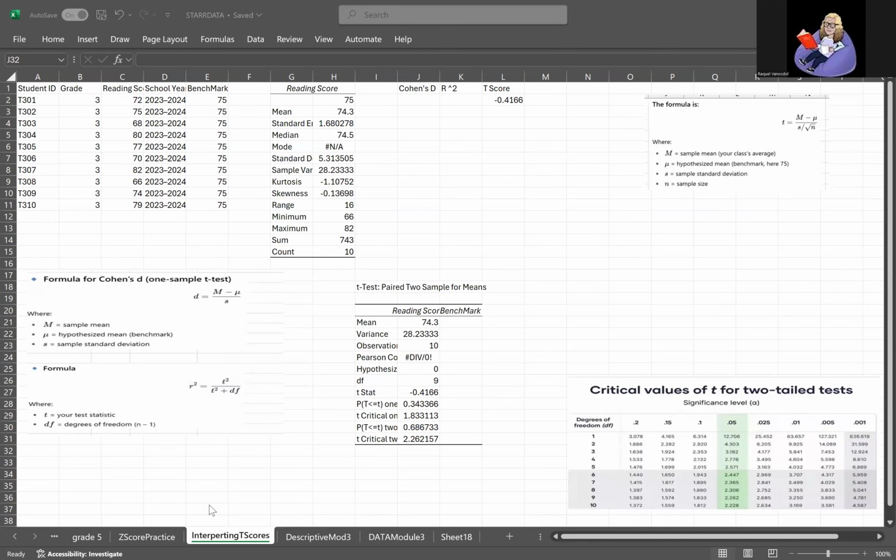Okay, so I have created a spreadsheet already. The first thing that I did, of course, was create a descriptive statistics table using my reading data. For the descriptive statistics, of course, you go to data.